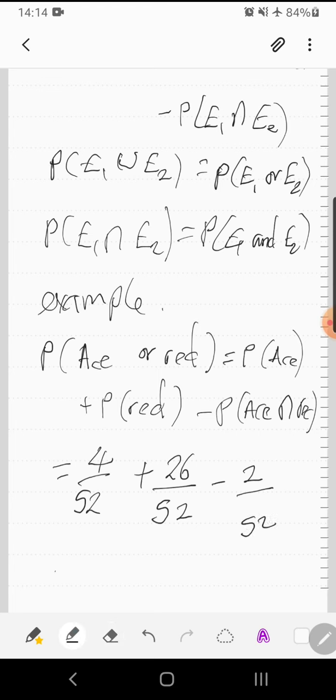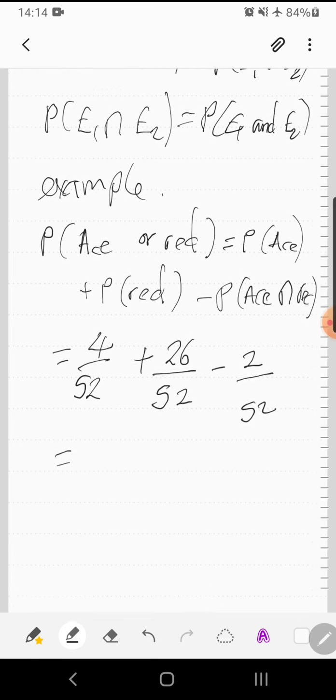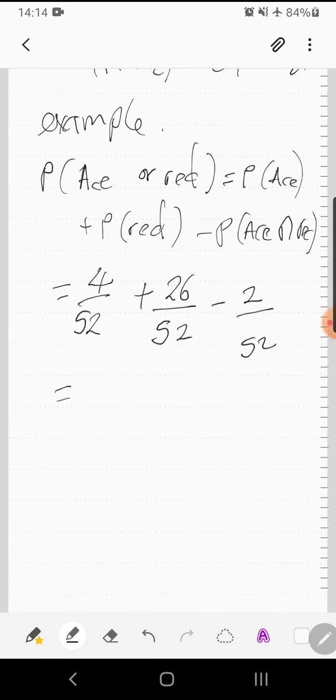Okay, so you can compute that and find the answer. All right, so you can as well find the probability. Okay, so you can compute that. So this is the first one.